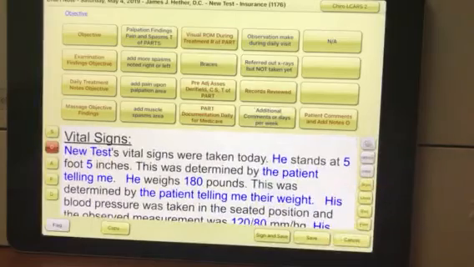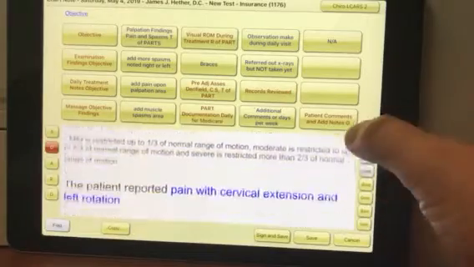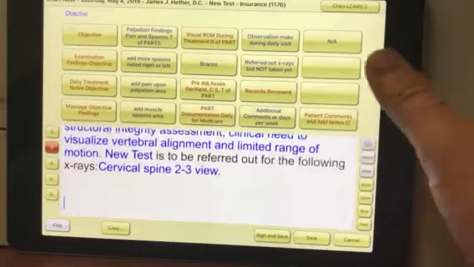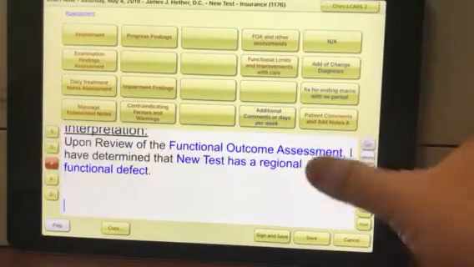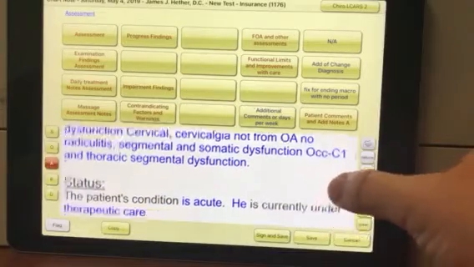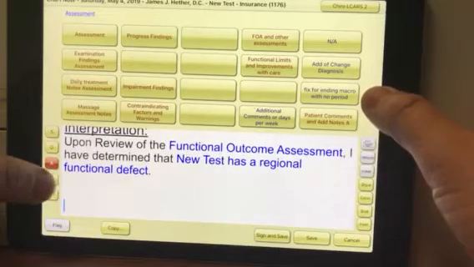And as I'm doing the exam, I'm holding the iPad, I'm talking with the patient, and we're literally pushing the buttons as fast as I went over with you. The patients do their range of motion in their neck. We check their reflexes. We ordered x-rays. We go under the diagnosis. Again, we have their segments, their segmental dysfunction, their diagnosis, their status, their prognosis, their FOAs.